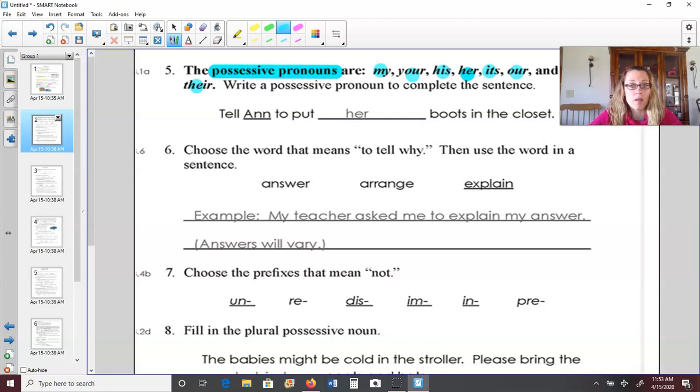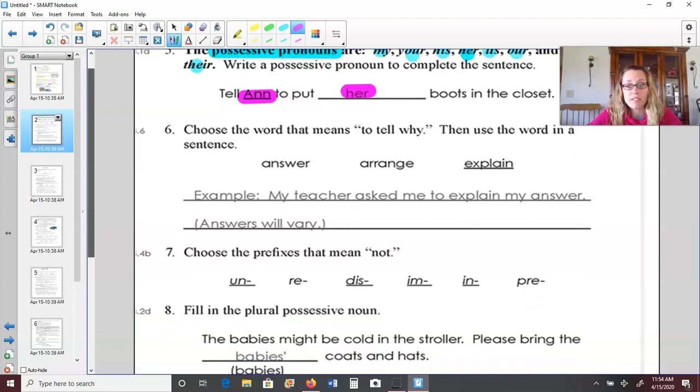So we need to write a possessive pronoun to complete the sentence here. Tell Anne to put blank boots in the closet. Whose boots are they? If we're telling Anne, they are Anne's boots, or instead of saying her name, we would use the pronoun her. Because Anne is a girl, we use her.